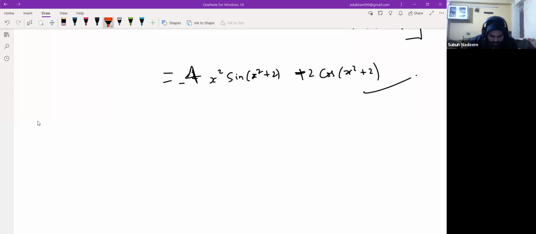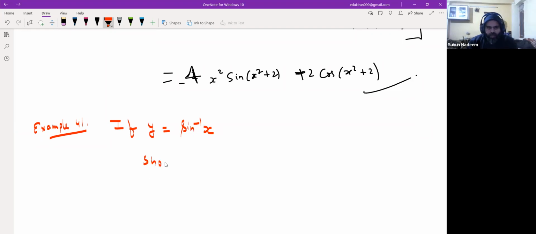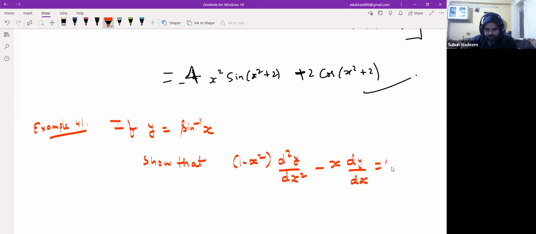So there is an example 41 just before exercise 5.7. You should first try it and we'll discuss. It says if y is equal to sine inverse of x, show that 1 minus x square d2y by dx square, that is the double derivative, minus x dy by dx is equal to 0.